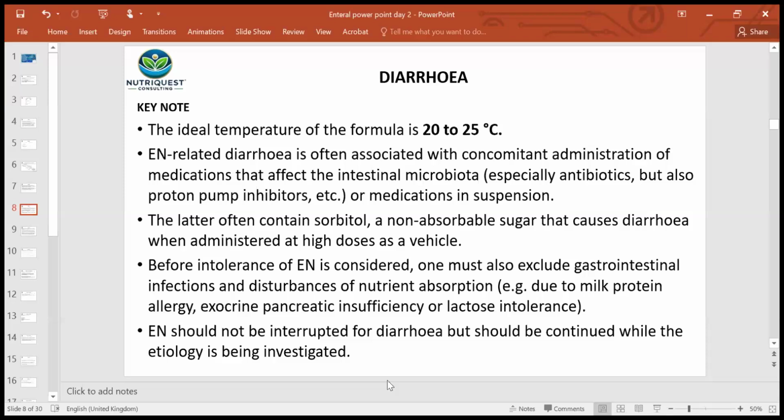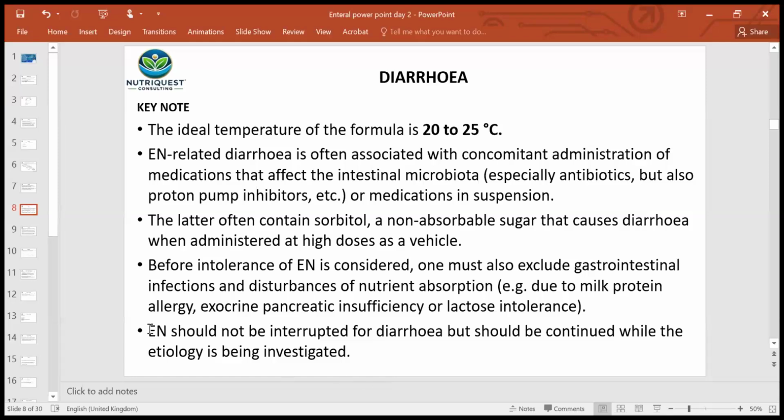And then, of course, before intolerance of enteral nutrition is considered, one must also exclude gastrointestinal infections and disturbances of nutrient absorption, e.g., due to milk protein allergy, exocrine pancreatic insufficiency, or lactose intolerance. So you need also to ask the patient, could it be a lactose intolerance issue that is causing them that? Then enteral nutrition should not be interrupted for diarrhea, but should be continued while the etiology is being investigated.